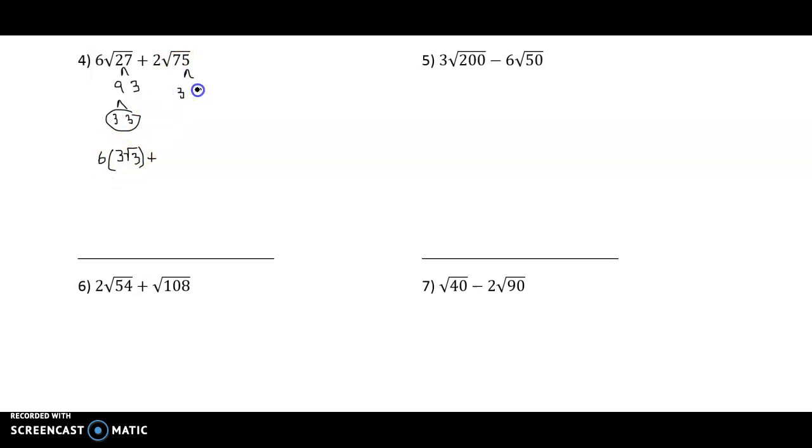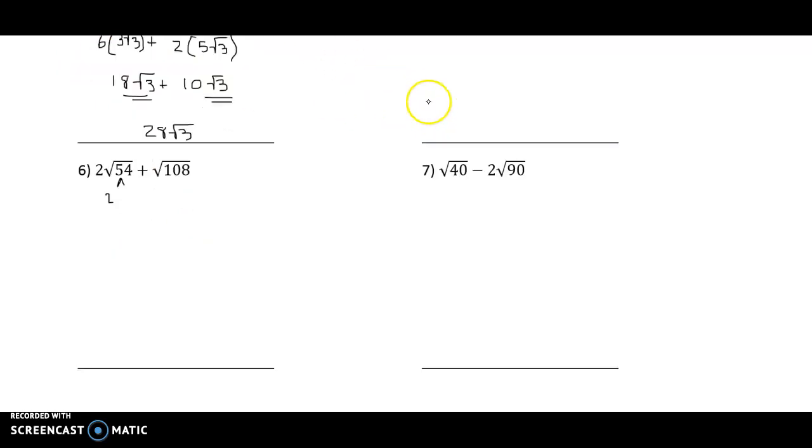75 would be 3 and 25, 5 and 5. So my 5s would go out and my 3 would stay in, but just don't forget about the 2. Okay? So now just cleaning it up, 18 radical 3 plus 10 radical 3. Okay? Are those like terms? They are, so just add the numbers in front. Okay, so just not forgetting about the 6 and the 2.